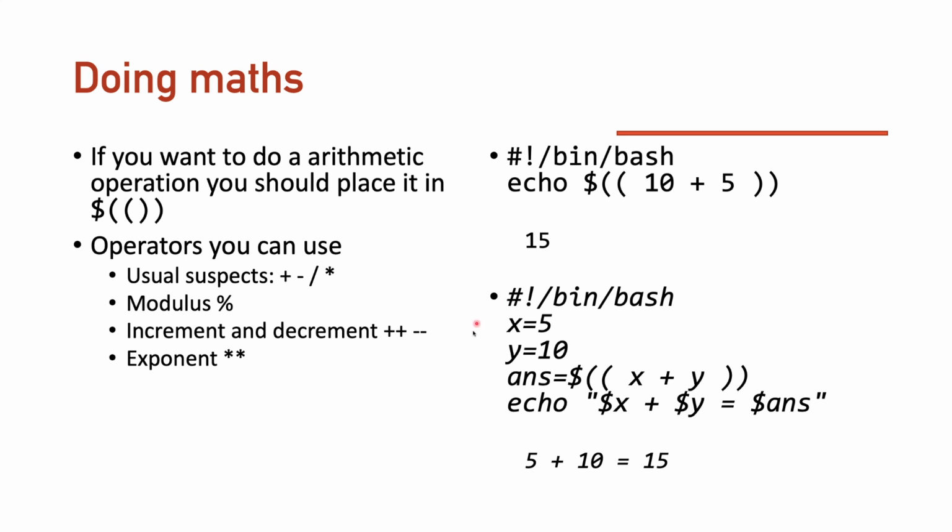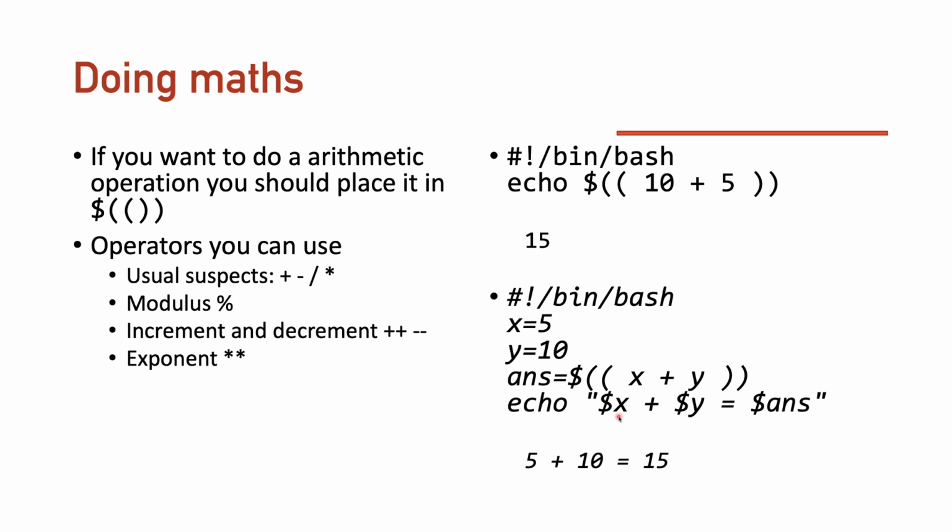Down in my second example here, you can see we use variables for x and y, and all we do is use a dollar sign and parentheses, and then x plus y, and we'll assign that to the variable answer.